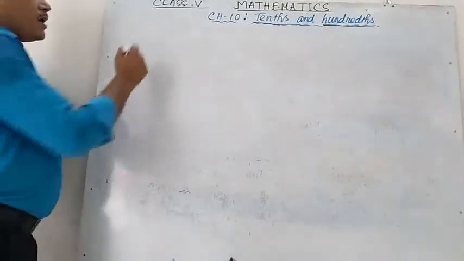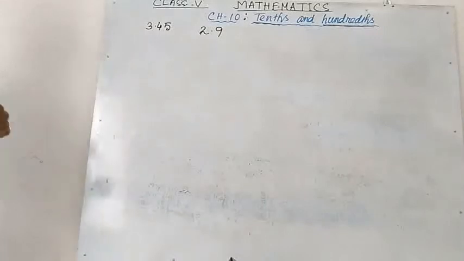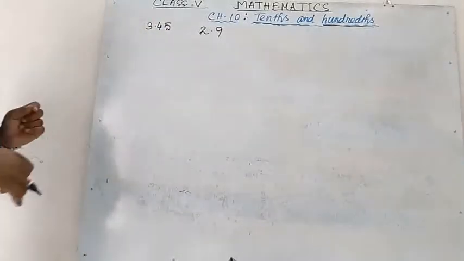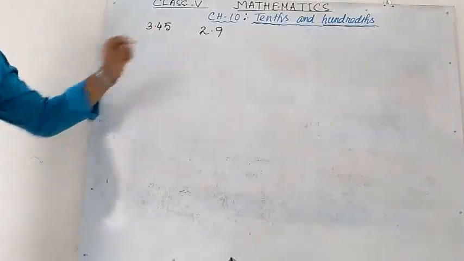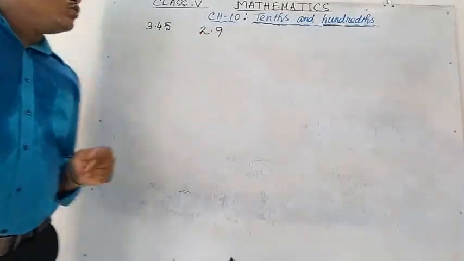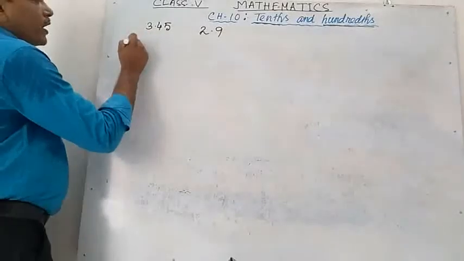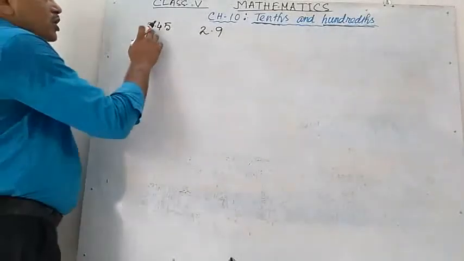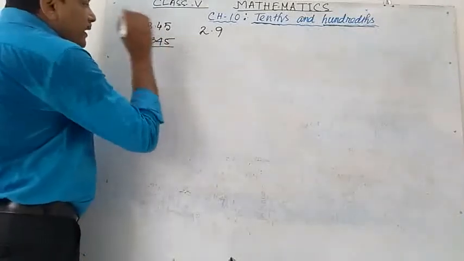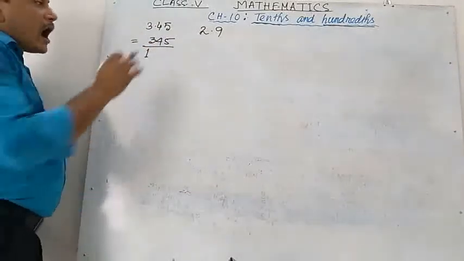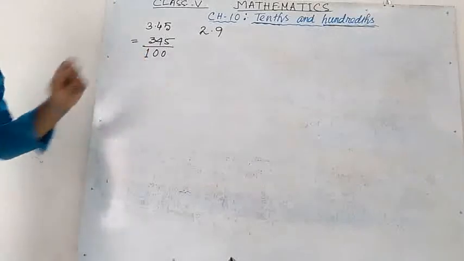Now suppose we are taking some numbers 3.45, 2.9, like that, and these are decimal fractions. In the first one, its integral part is 3, decimal part is 0.45, and in the second one, its integral part is 2, decimal part is 9. We are going to convert it to fraction. So 3.45, first of all, write the number without point. 3.45 becomes 345 divided by, for point you take 1, and 2 digits, so 2 zeros. So 3.45 is 345 by 100.